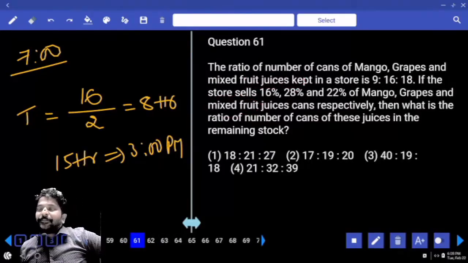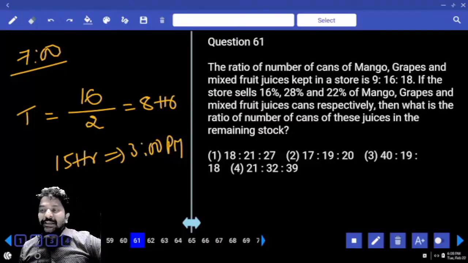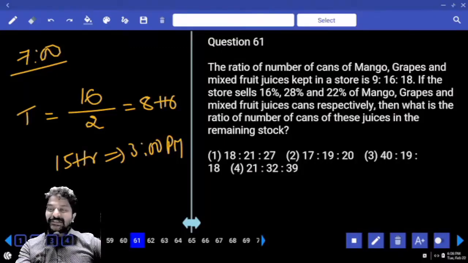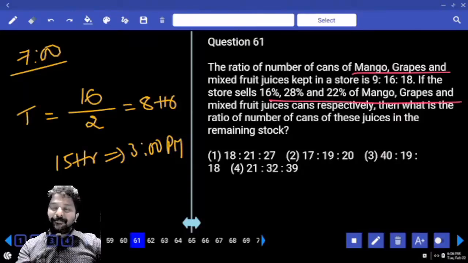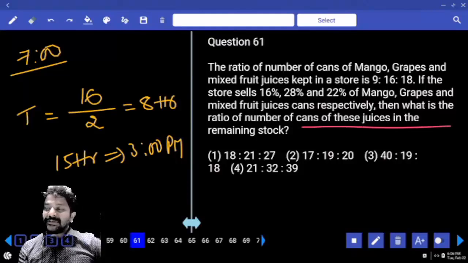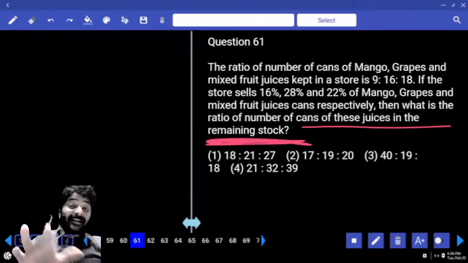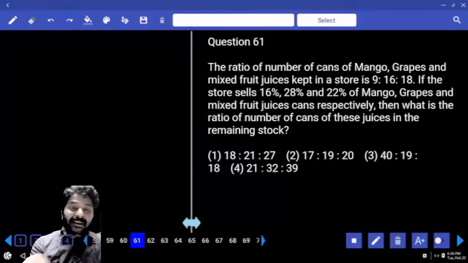The ratio of the number of cans of mango, grape and mixed fruit juices kept in a store is 9, 16, 18. If the store sells 16%, 28%, 22% of mango, grape and mixed fruit juices, in the same order, then what is the ratio of the number of cans of these juices in the remaining stock? Remaining is important.